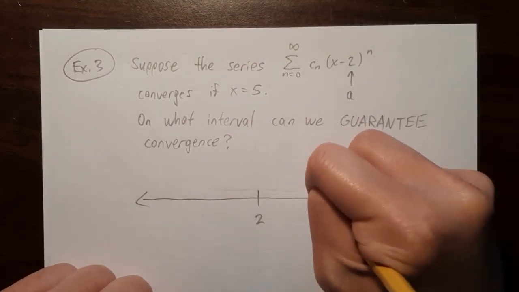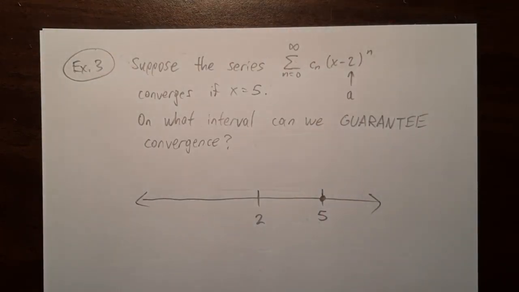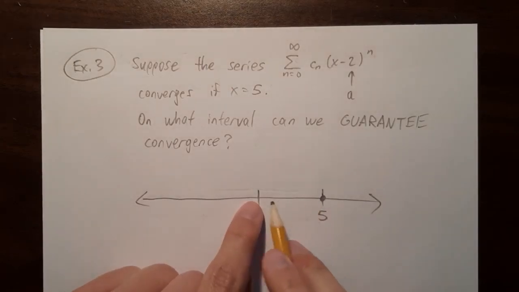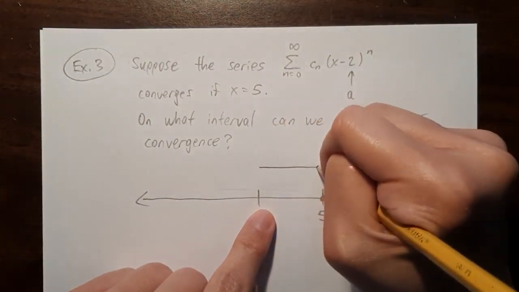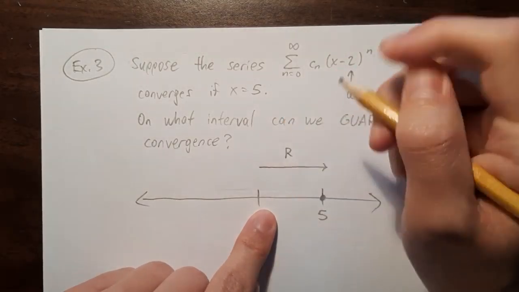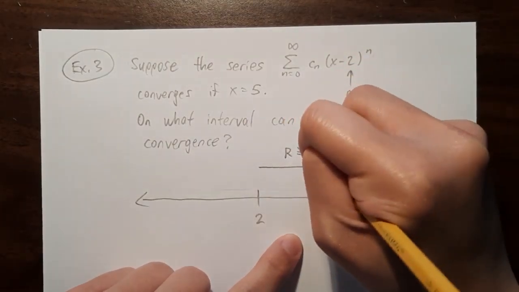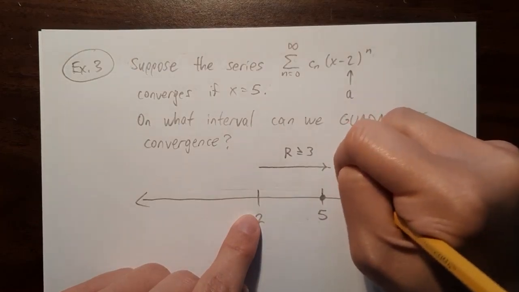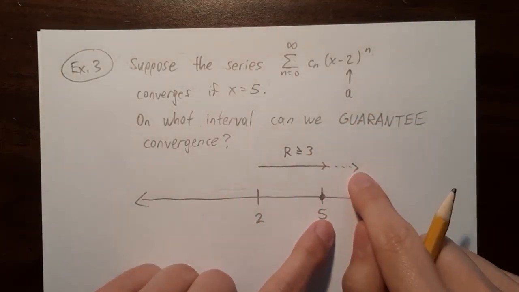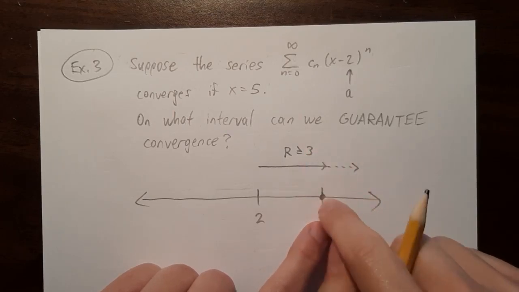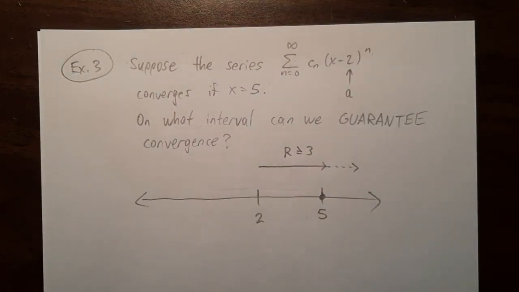So we have that this is a convergent point. We don't know if anything outside of it converges, but we definitely know that stuff inside of it converges, because if x equals 5 is in the interval of convergence, that means that our radius of convergence has to be at least as big as 3. It might be bigger, but it has to be at least 3 in order to include x equals 5.